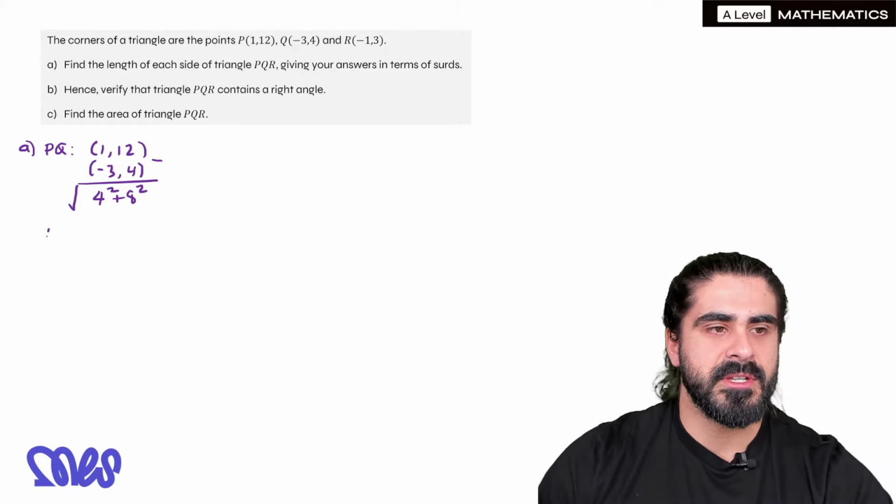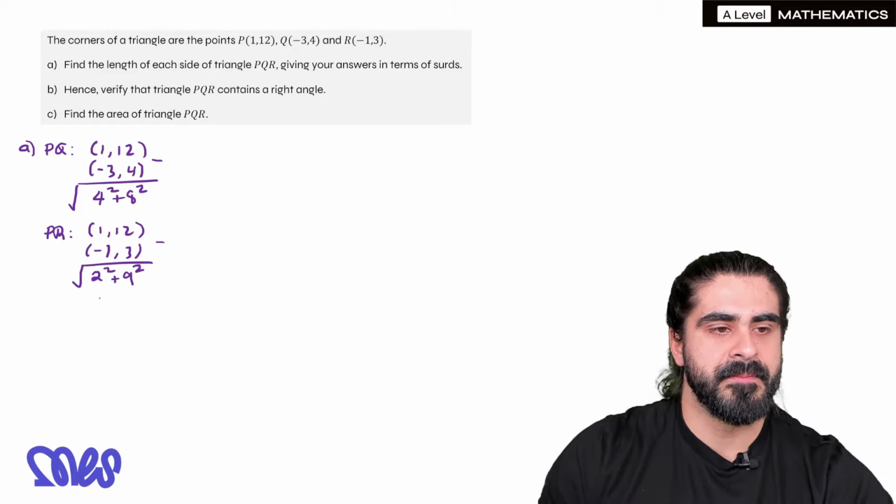So next thing we have to do is PR. So I'm going to put (1, 12) on top, (-1, 3) on the bottom. 1 minus minus 1 is 2. 12 minus 3, 9. Square them, add them, root them.